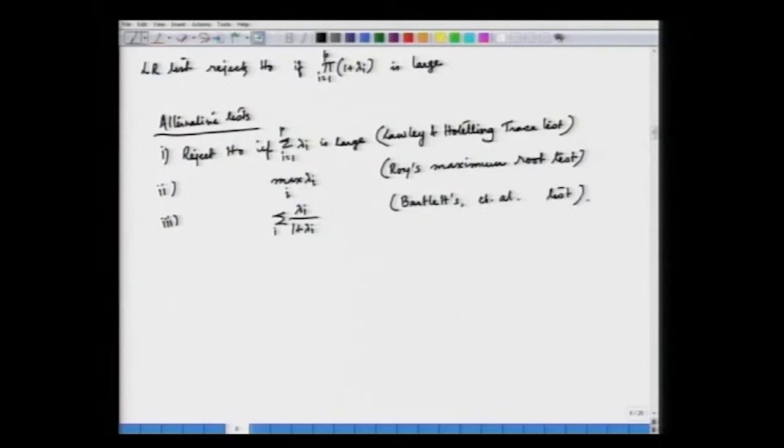So, these are the few tests where we can use the eigenvalues of the estimated variance covariance matrix in the unrestricted situation, giving us the matrix W, and the estimated variance covariance matrix in the restricted situation, giving us the matrix B. Again, what we calculate is the product of B W inverse. We get the eigenvalues of this matrix, and just consider different forms, different functions of these eigenvalues to reach different testing criteria. Okay.